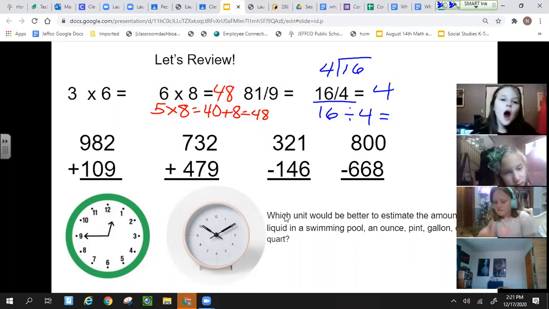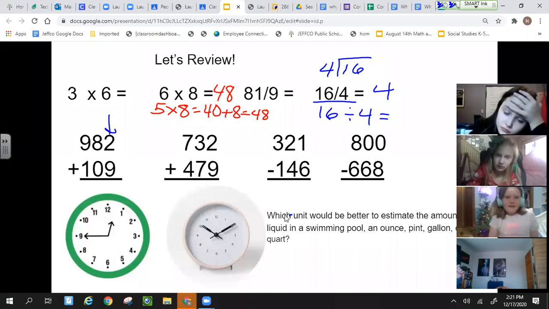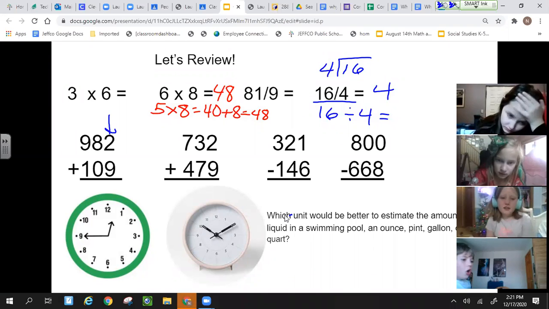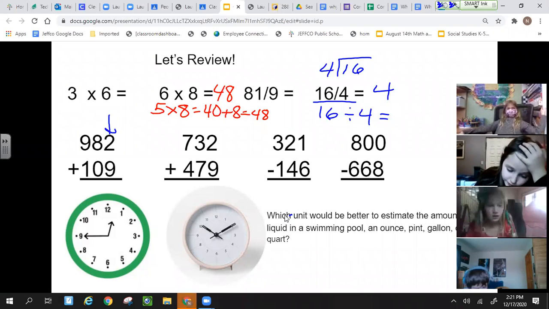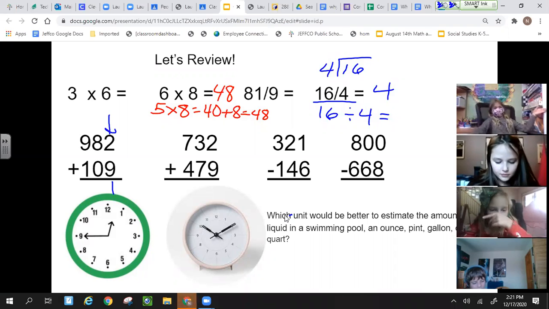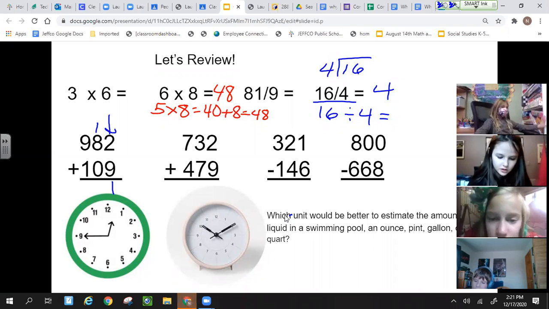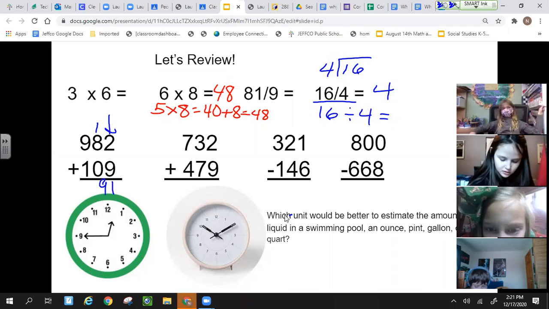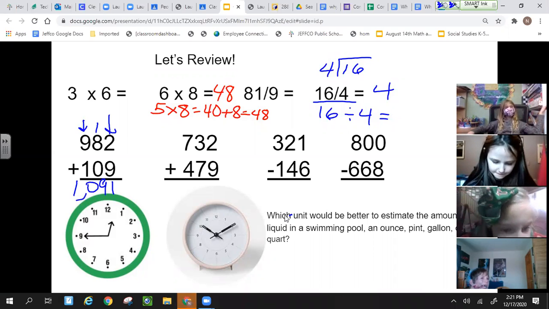All right. Let's go ahead and have Sunny Poe walk me through this next one. 982 plus 109. So what you do is 2 plus 9 is 11. So you'd put a 1 there. You would carry the 1, and then 9 plus 0 would be 9. And then 9 plus 1 is 10. So would that be 1091?